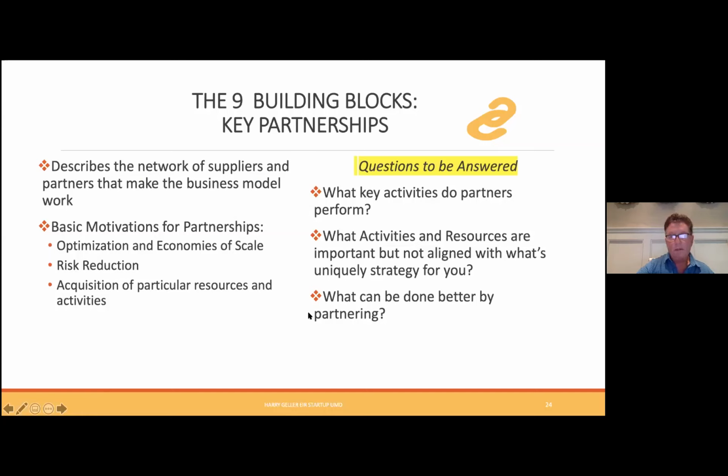So the key activities, what key activities do partners perform? What activities and resources are important but not aligned with what's uniquely strategic for you? And what could be done better by partnering? So if you could do something better by partnering, you might as well not have the overhead.